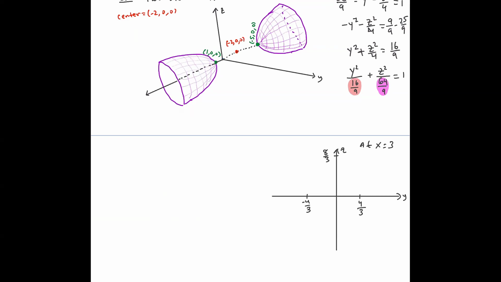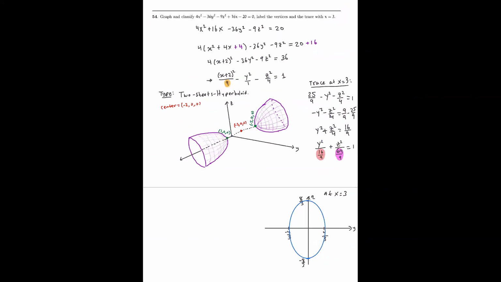So we should see something like this there. Again, something like that. There we go. So again, in the z direction, it goes up to 8 over 3 and it goes as low as negative 8 over 3. But this is the trace that we get. It's an ellipse. That's pretty much what you're expected for this problem.